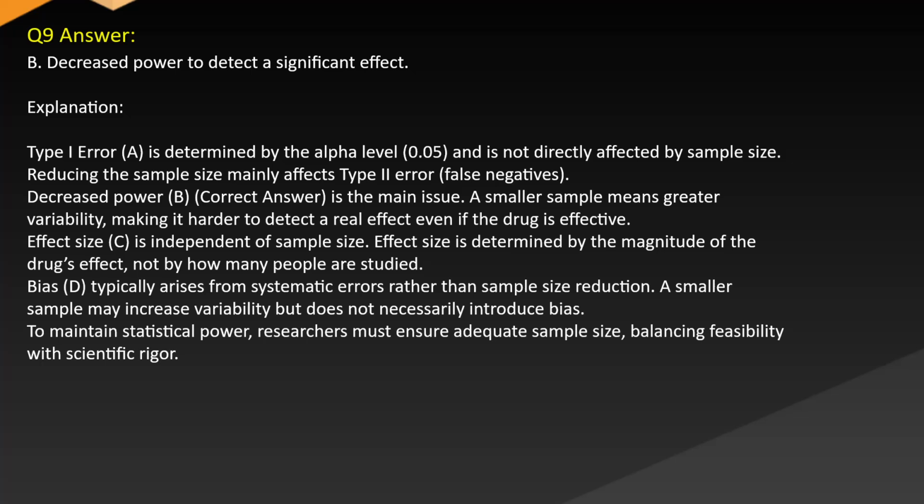Effect size, C, is independent of sample size. Effect size is determined by the magnitude of the drug's effect, not by how many people are studied. Bias, D, typically arises from systematic errors rather than sample size reduction. A smaller sample may increase variability but does not necessarily introduce bias. To maintain statistical power, researchers must ensure adequate sample size, balancing feasibility with scientific rigor.